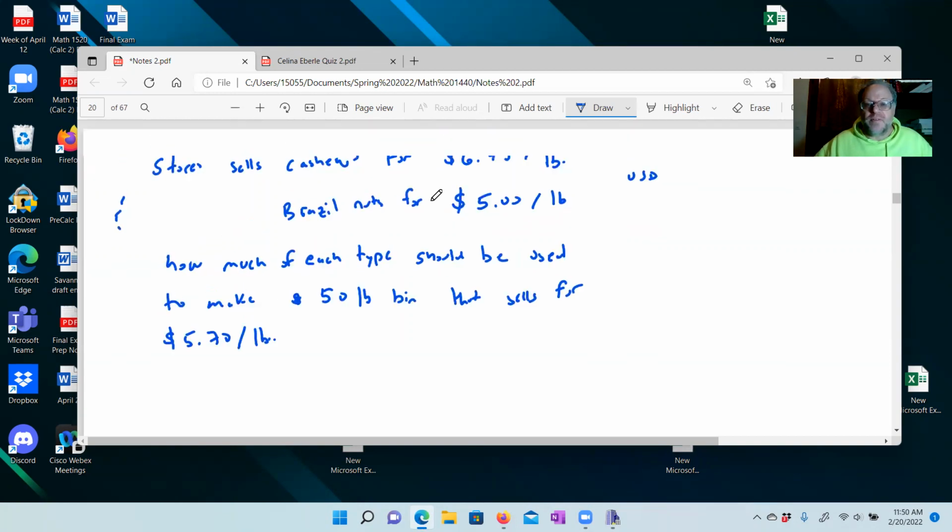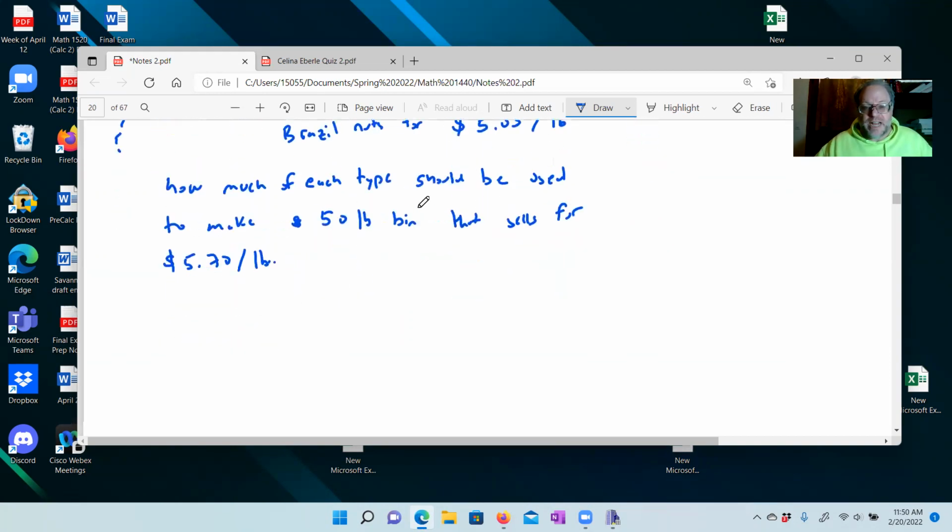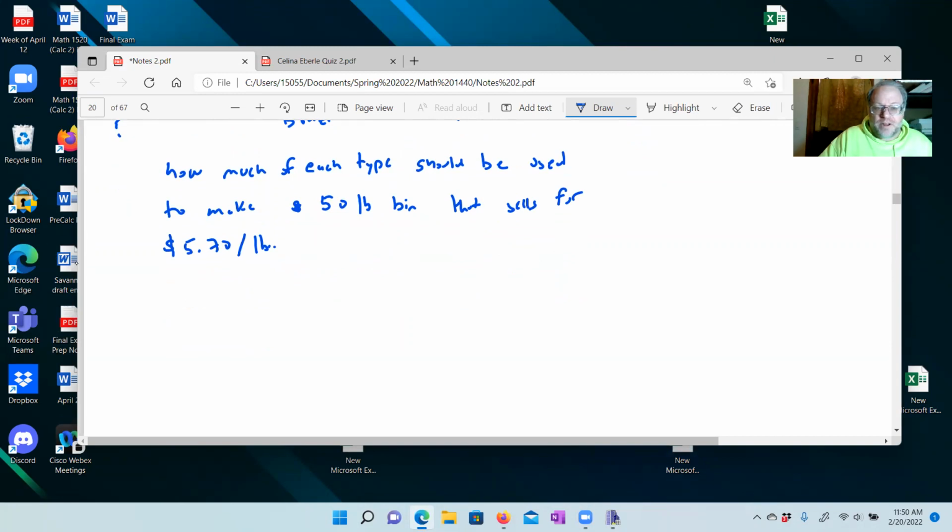So we've got how much Brazil nuts, how much cashew nuts. We're just going to go ahead and label our variables here. You don't always have to do this, but I would recommend doing this more often than not. So B is pounds of Brazil nuts, and C will be pounds of cashews.